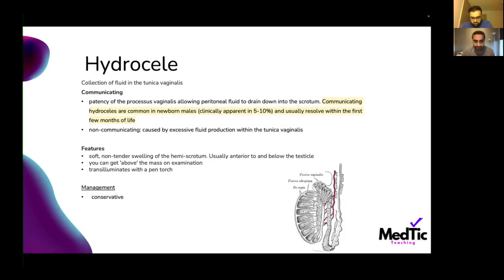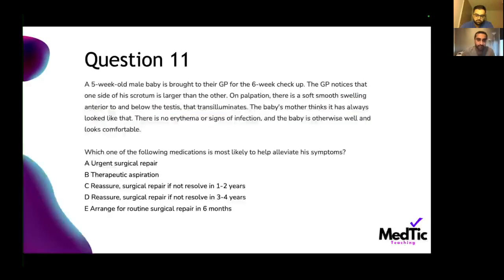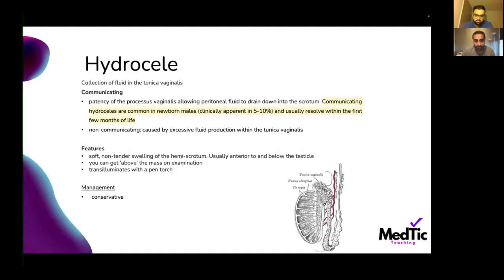Management is conservative, and in adults it is conservative. You don't really do anything unless it's very long-standing. But in our case, our patient was 5 weeks. After a year or two, you're looking to do surgical repair, and it most likely is because it's this communicating form of hydrocele. Non-communicating is not as common.